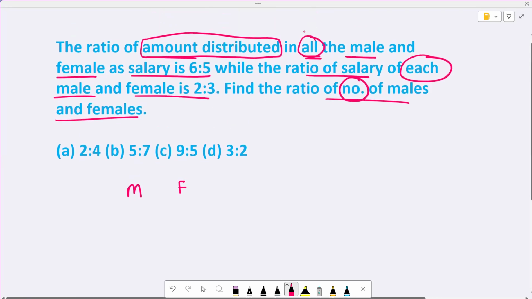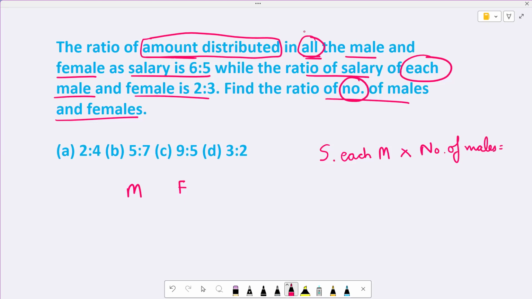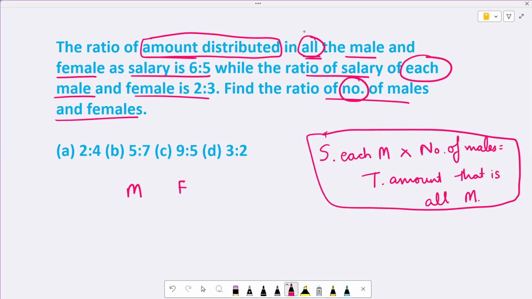So the basic thing that we must all remember is that the salary of each male multiplied by the number of males will be equal to the total amount that is distributed among all the males. This is what we need to remember. This is a very basic thing, that salary of each male multiplied by number of males is equal to total amount that is distributed in all the males.